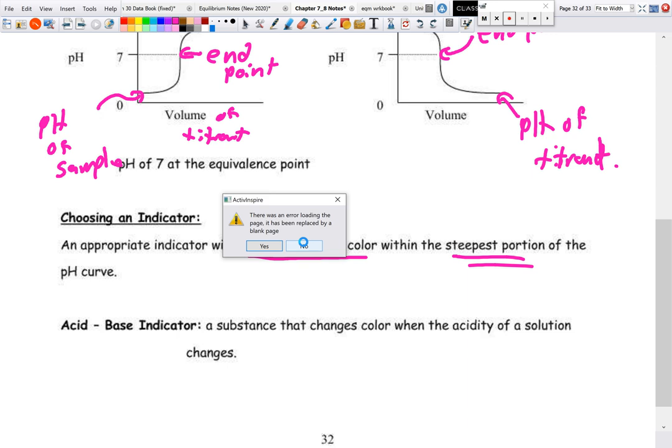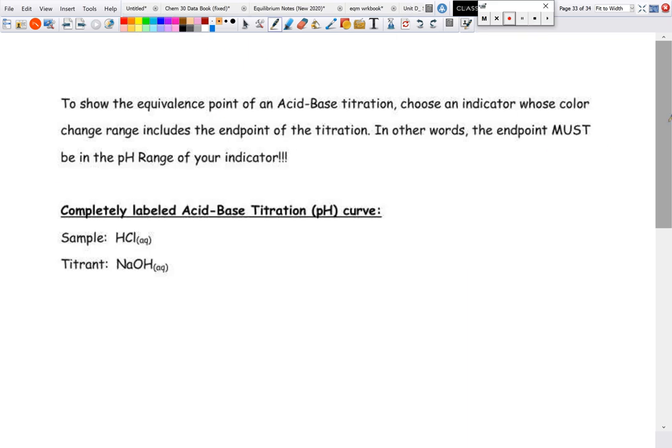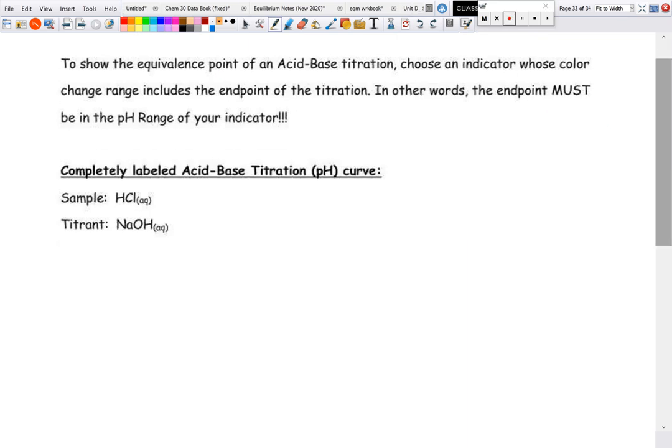Okay, so for some reason, the last page just did not want to load, so just hold on once. I'll see if I can get this working. Alright, so I got that fixed. This is what the last page looks like.